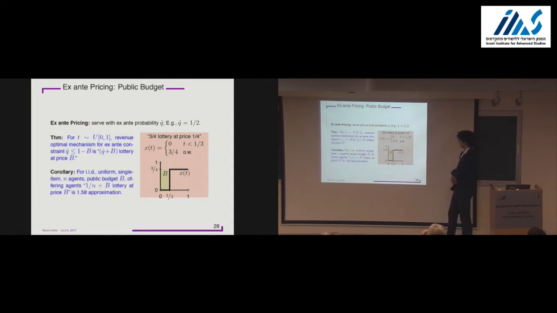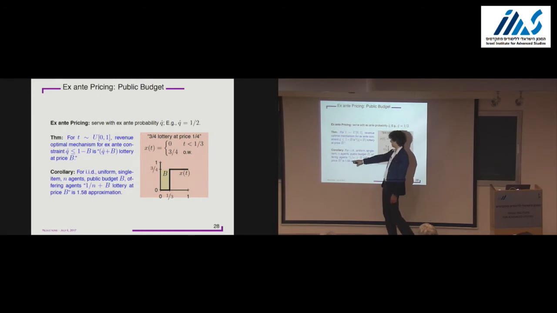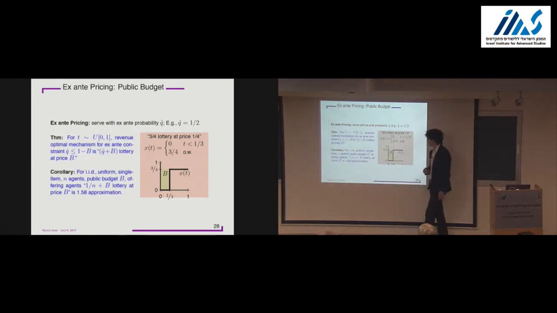And so here's the corollary, and this is one of the things on my very first slides. I said that for IID uniform single item agents with a public budget, offering the agents the 1 over n plus b lottery at price b is a 1.58 approximation to optimal. And giving it to the first agent who says yes, I want to buy it, and then realizes the coin and wins the item. So a sequential mechanism.